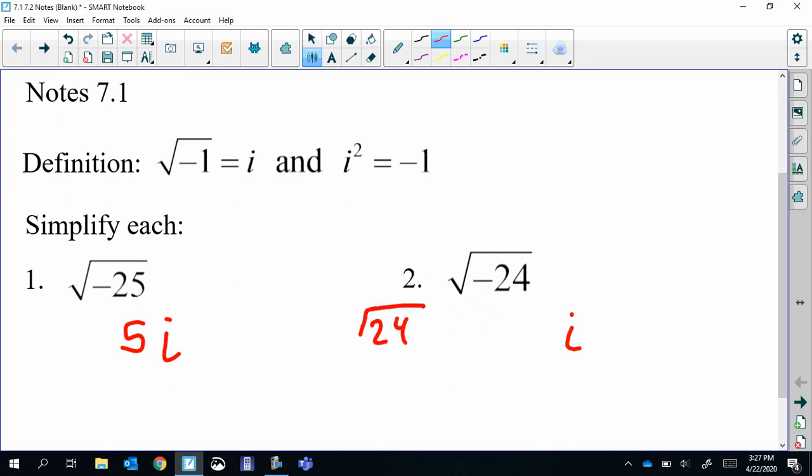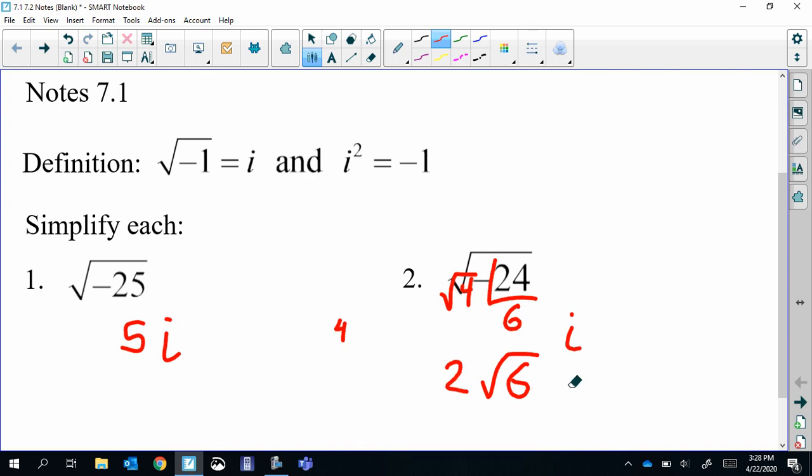So 24 divided by 4. Let's work this down so I have more room. 24 divided by 4 is going to be 6. 6 cannot be divided by any perfect squares, which means the square root of 6 is going to stay as part of our answer. The square root of 4 is 2, and that's square root of 24 simplified to 2 square root of 6.